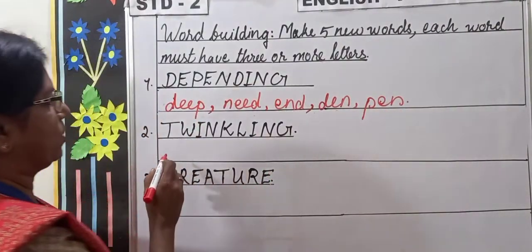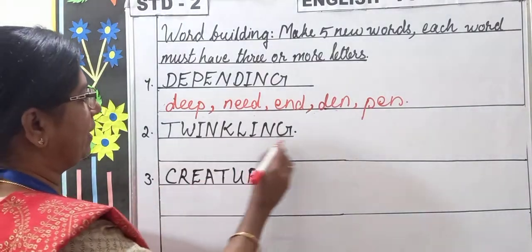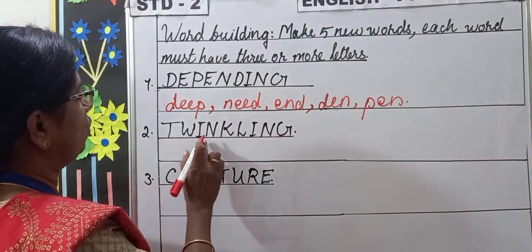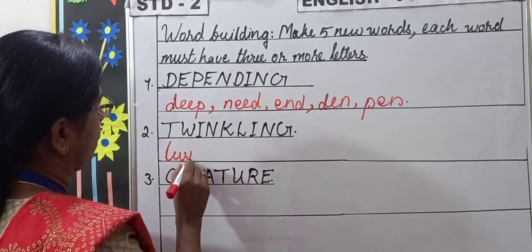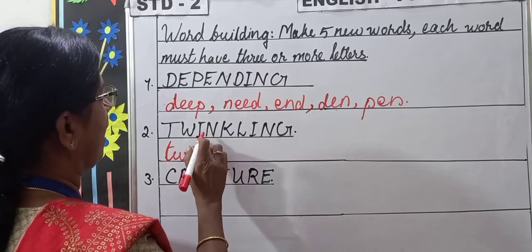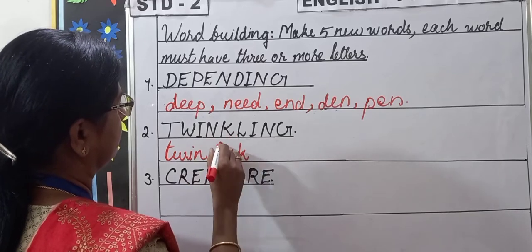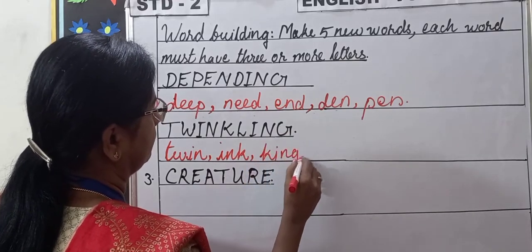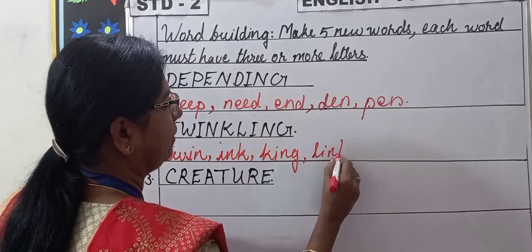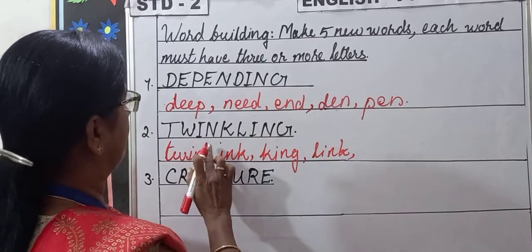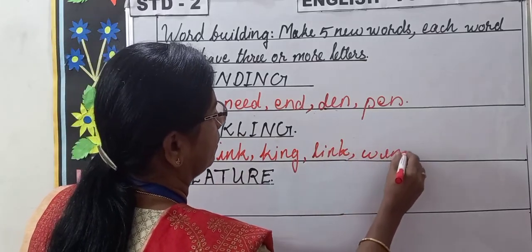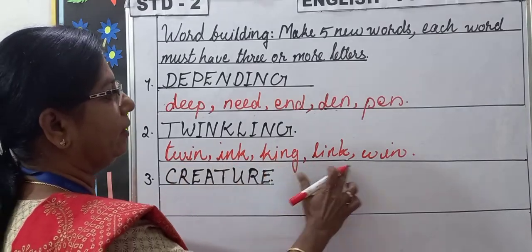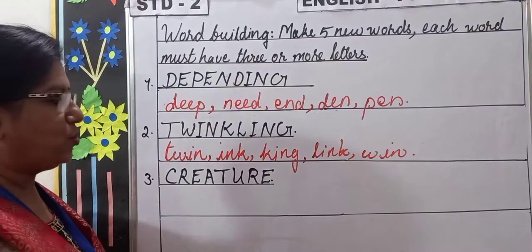Okay, children, let's do the next one. The word given is twinkling. Can you make words, children? Let us do it. Starting with T-W-I-N, twin is a word. I-N-K, ink. K-I-N-G, king. L-I-N-K, link. W-I-N, win. We already have 5 words. Twin, ink, king, link, win. Right, children?